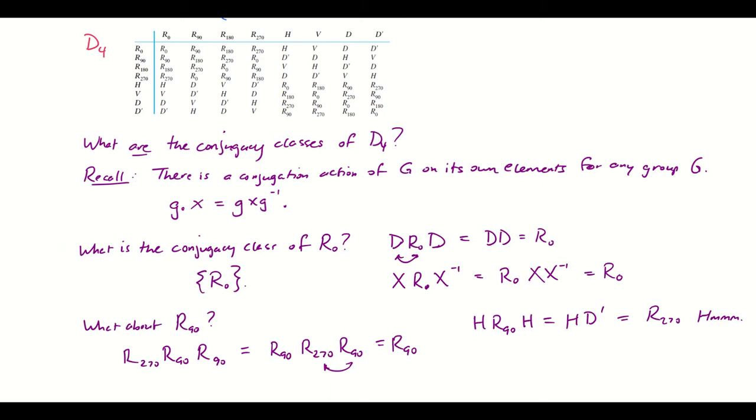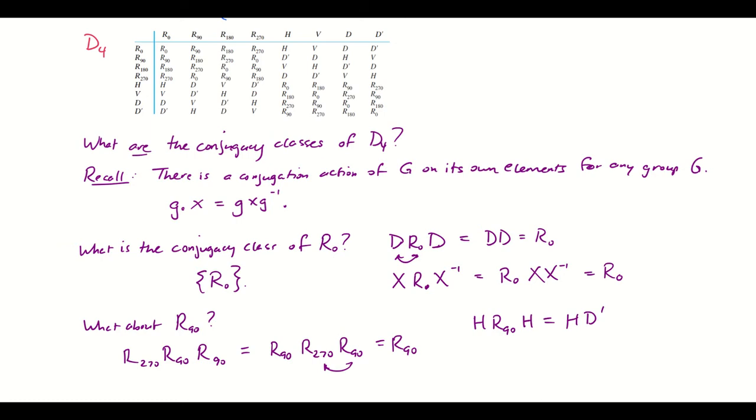Okay, so that means that R270 is a conjugate of R90. Those are in the same conjugacy class. R90 is also a conjugate of R90, so R90 is also in its own conjugacy class. But it's going to turn out, and you can verify this by checking other rotations, checking other reflections, doing other conjugates, that the conjugacy class of R90 only consists of those two, R90 and R270. So that's another conjugacy class. R180, it turns out, actually is its own conjugacy class.